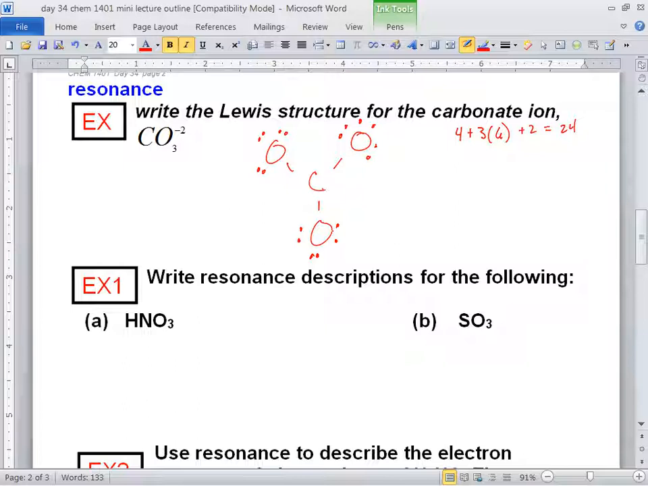Alyssa, are there any electrons left over to put on the carbon atom? Each oxygen has 2, 4, 6, 8, and there's 3 oxygens. 3 times 8 is 24. So there's nothing left over. But I can't forget, I've got to do my bracket thing.